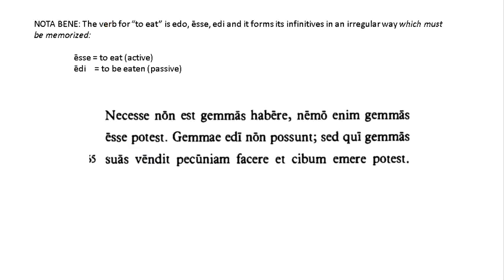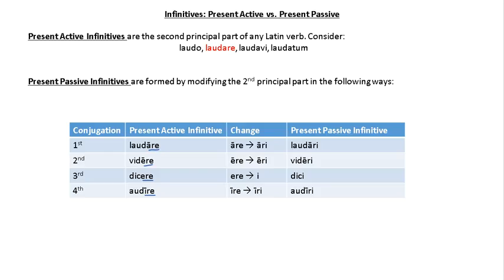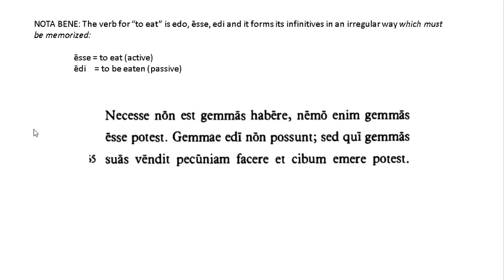Okay. But the verb for to eat, edo esse edi, note that that's esse with a long e. You have to watch out for that macron on that particular verb, because notice esse with a long e is to eat, esse with a short e is to be. All right. Note that both of these infinitives are irregular, so esse to eat and then edi to be eaten. Neither one of those follow the same sort of rules that you saw with this particular chart. So you need to memorize those.